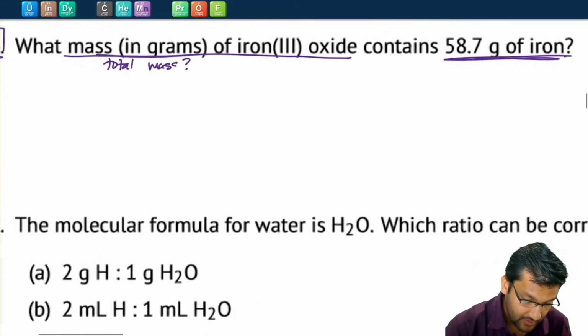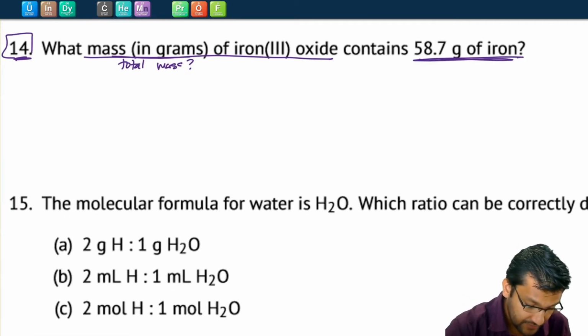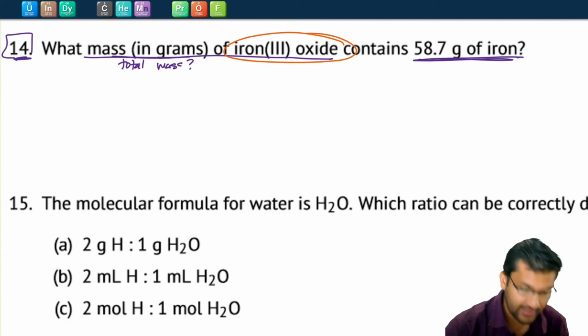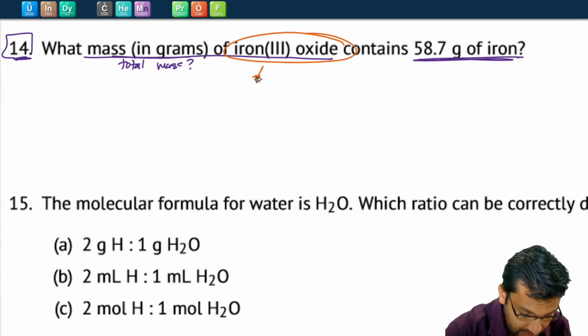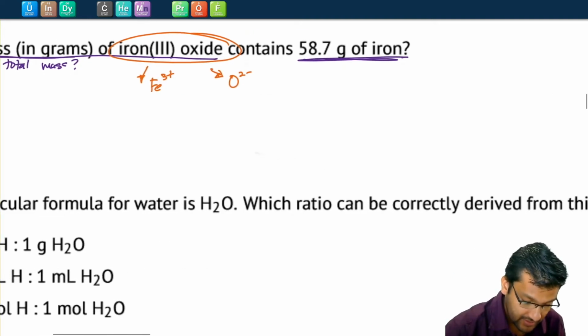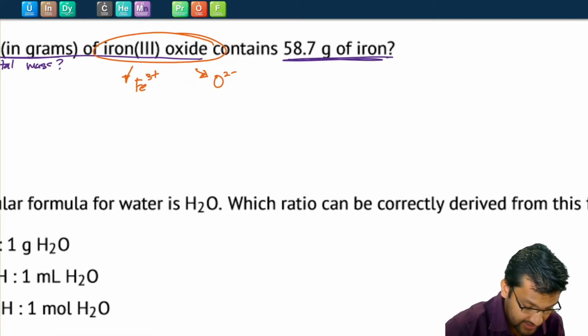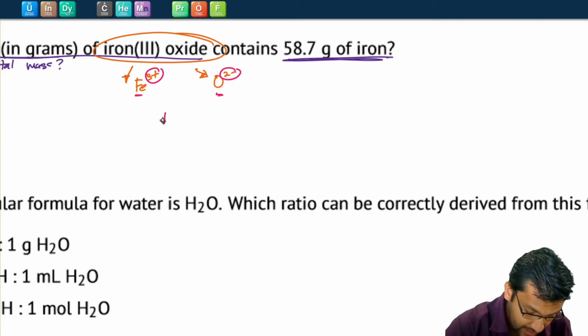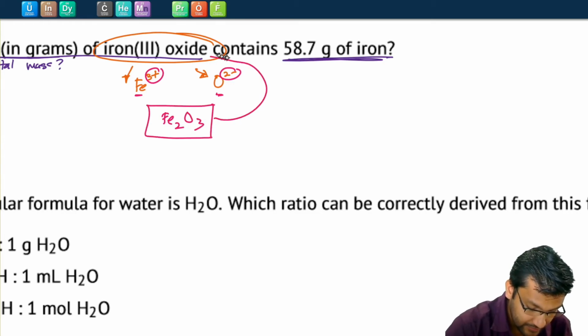Okay, so there are a few steps to this one. First, we have to figure out what is iron 3 oxide. Well, iron 3 means that it has a charge of 3+. Oxide, we know, has the ion O2-. So to figure out the formula for iron 3 oxide, if we multiply the oxygen by 3 and the iron by 2, the charges should balance out, right? So we'd have a formula of Fe2O3. That's iron 3 oxide.